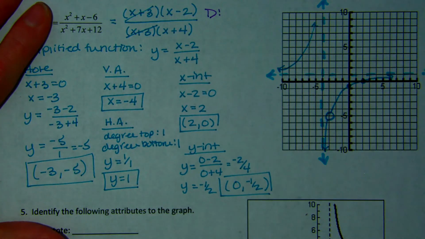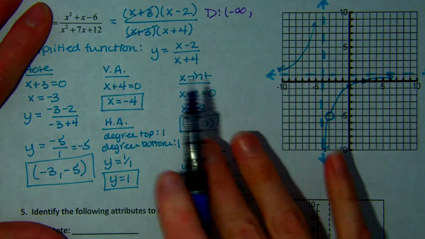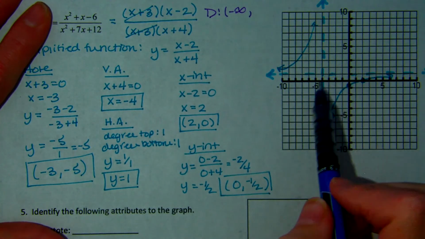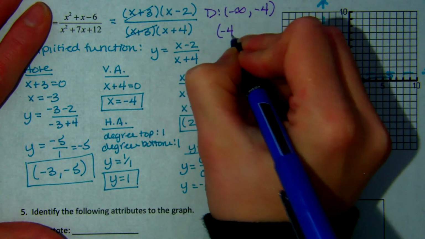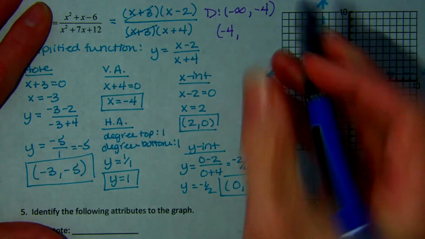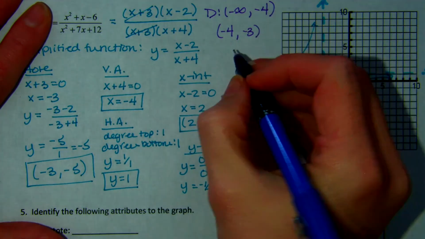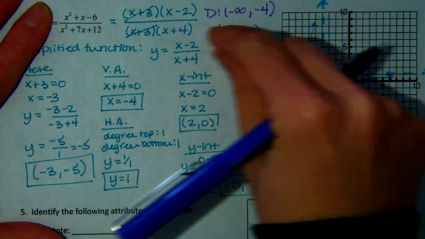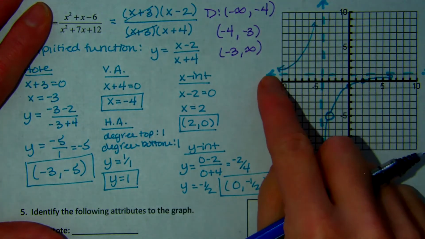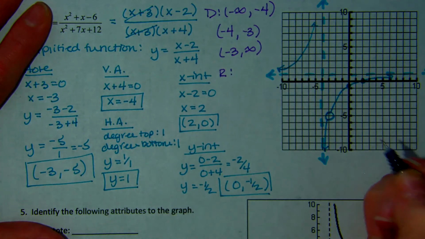So remember, domain and range stop for asymptotes and holes. So my domain starts at -∞. And when I'm coming left to right, the first thing I encounter is that asymptote at -4. Start again at -4, and I go to the hole, which is at -3. And then there's nothing else in my way, straight across, -3 to infinity. That's my domain. And again, I would write that out sideways, but I wanted to make sure you guys could see it all.